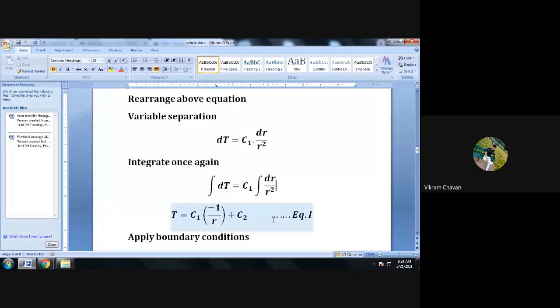So that will be our equation number Roman 1. Give this equation number Roman 1. So we are getting the equation as t is equal to c1 into bracket minus 1 upon r plus c2. Is there any doubt, any question up till now?